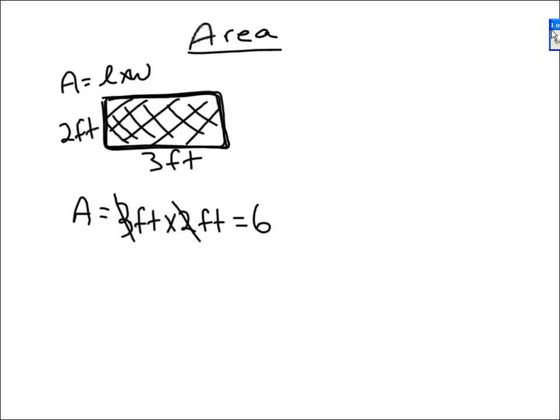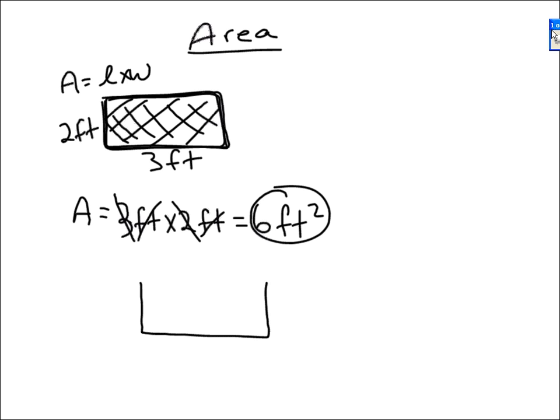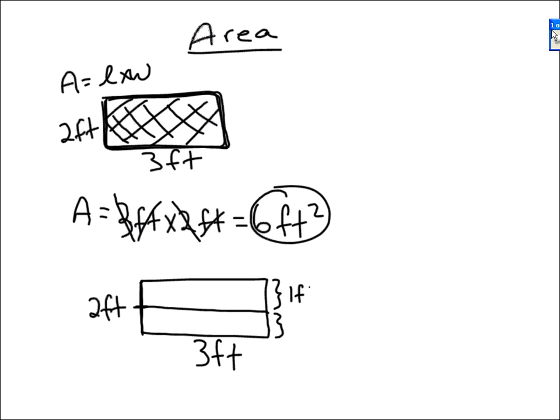3 times 2 is 6, and foot times foot is foot squared. You can read this as 6 square feet. Now, this makes total sense. If this is 2 feet by 3 feet, 2 feet is up and down. If I cut it in half, well then each of these will be 1 foot in length. Now from left to right, it was 3 feet.